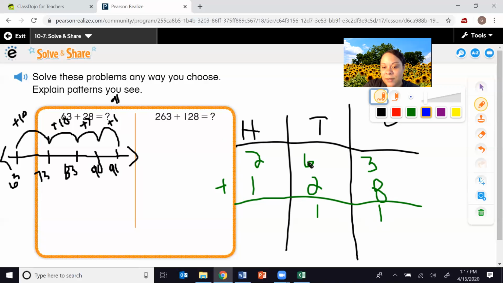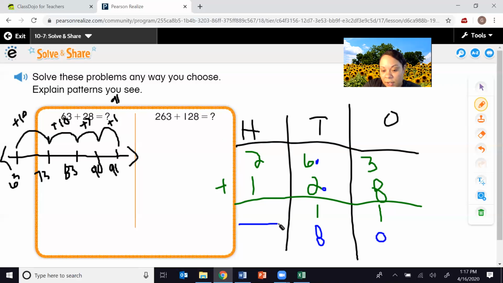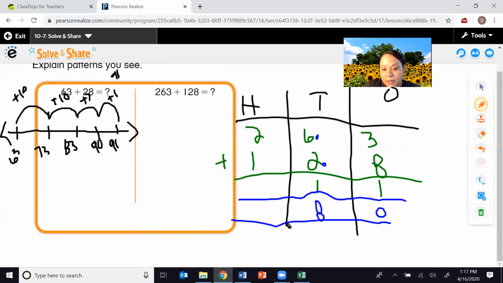So 6 10s plus 2 10s, okay? 60, right, plus 20. 60 plus 20 is 80. Of course, draw your line here. I'm sorry for the sloppy. I know it's sloppy. All right, and then 200 plus 100 is 300.